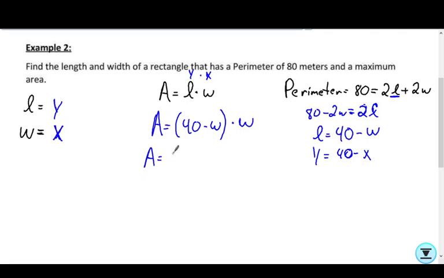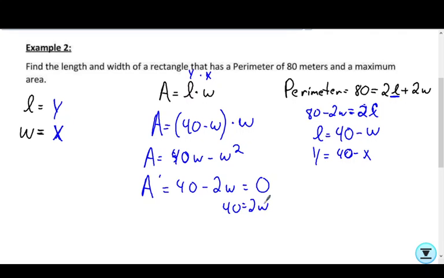So I'm going to do the same thing that I did in the last one. I'm going to simplify, so I'm going to multiply by W, so I get 40W minus W squared. Then I can take the derivative, so area prime is 40 minus 2W, set it equal to 0. We get 40 equals 2W, so W equals 20. Okay, so my width is 20 meters.